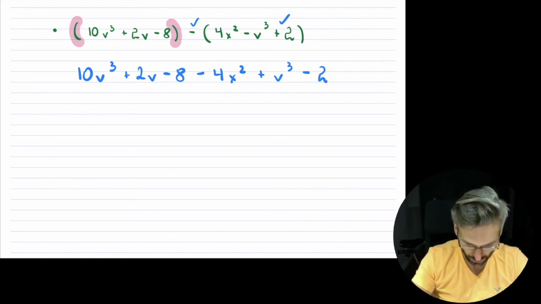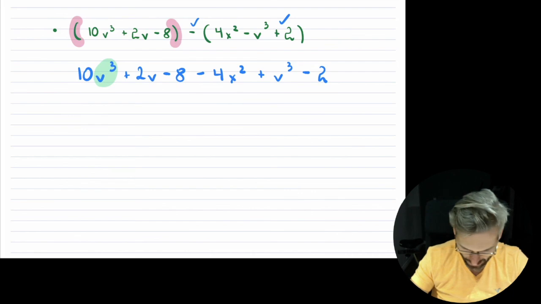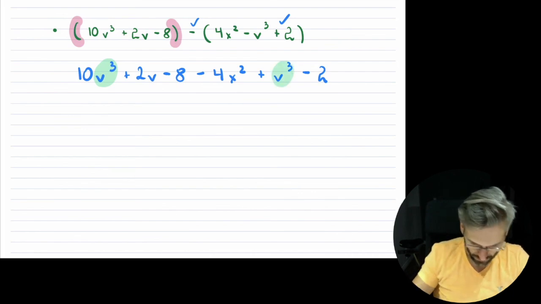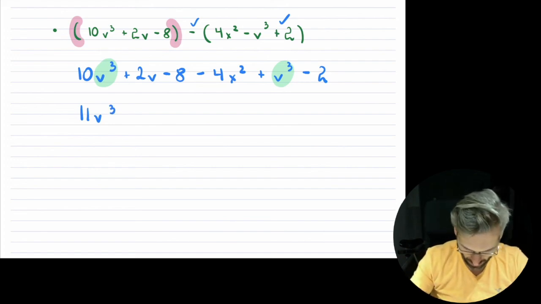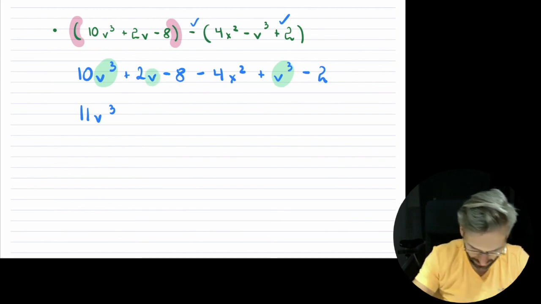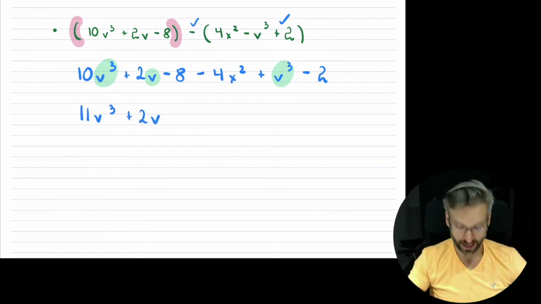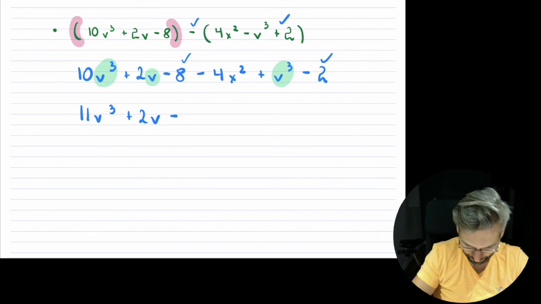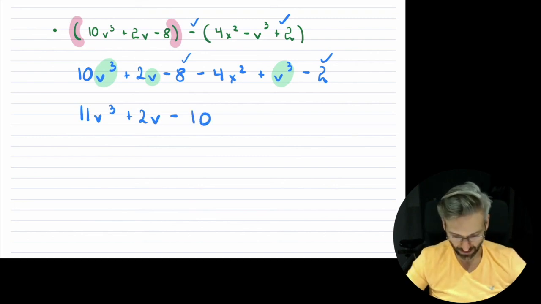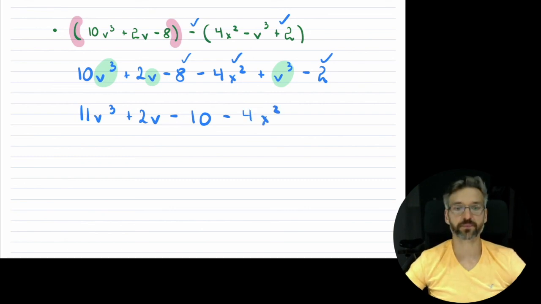And we can collect our like terms within. So our like terms, let's see, v cubed with v cubed here, so that's going to be 11 v cubed, because it's 10 plus the 1. Now v, there's actually no other v's, so that one just stays the same. The negative, we have negative 8 minus the 2, so that's going to be minus 10. And then we have a lonely negative 4x squared left. And that will be it.